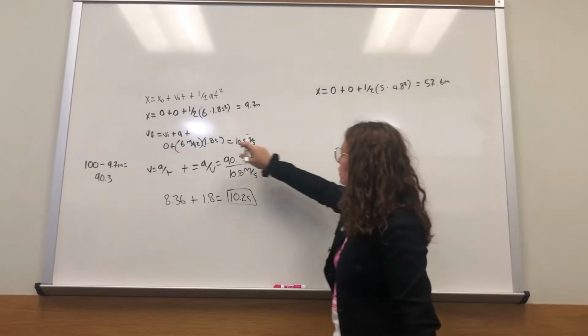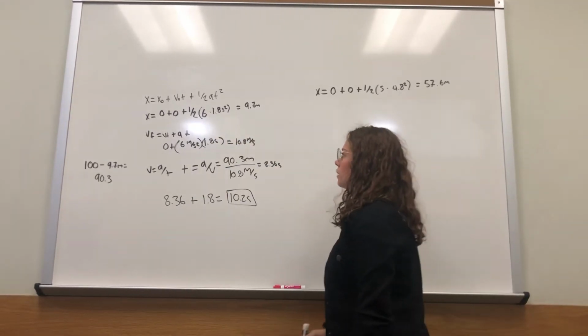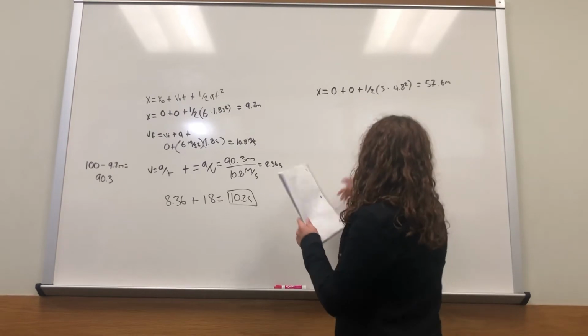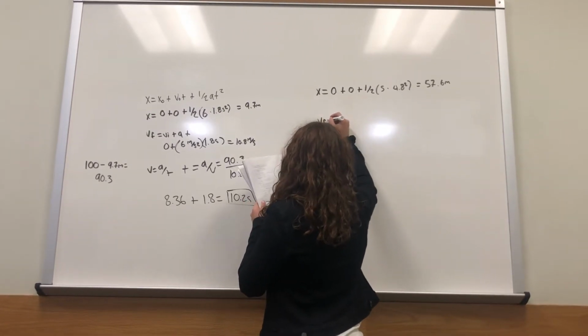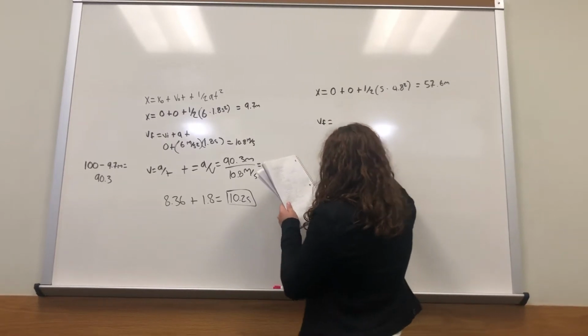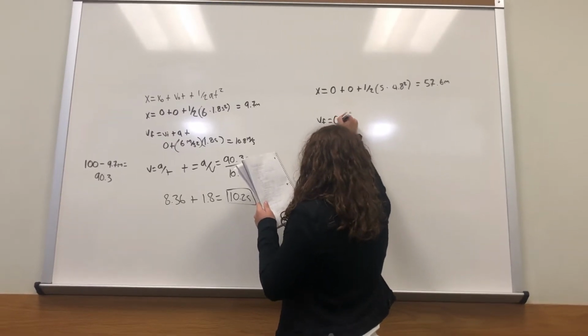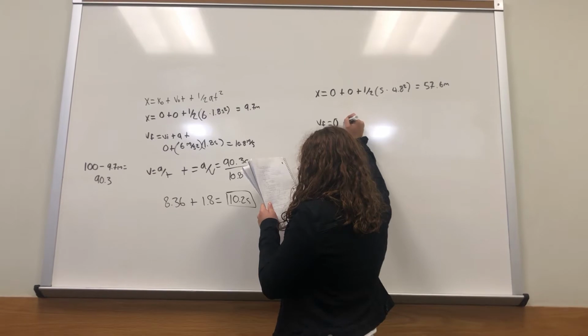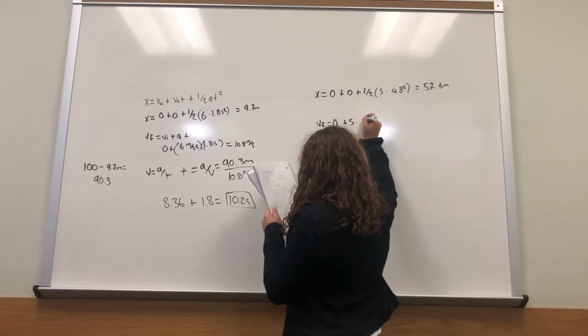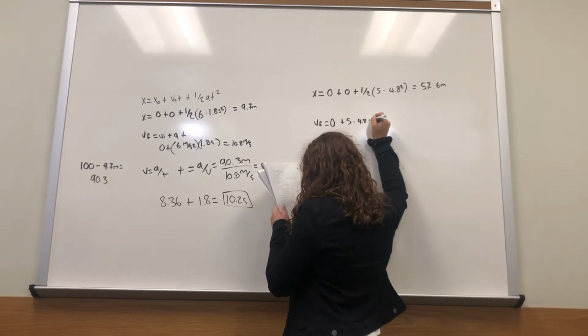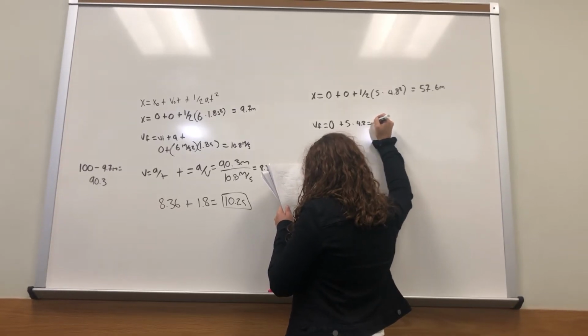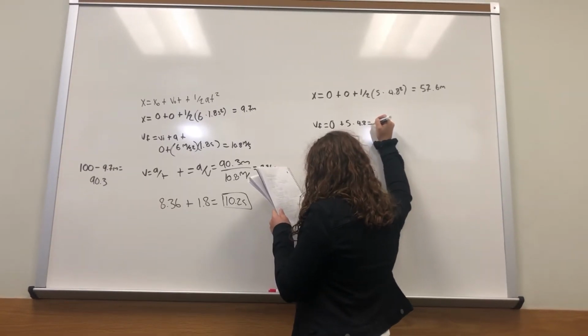And then we're going to use this equation again, the velocity final equals velocity initial plus acceleration multiplied by time. We're going to plug in our values for that. So our velocity final equals our velocity initial is still 0, our acceleration is 5, and our time is still 4.8.